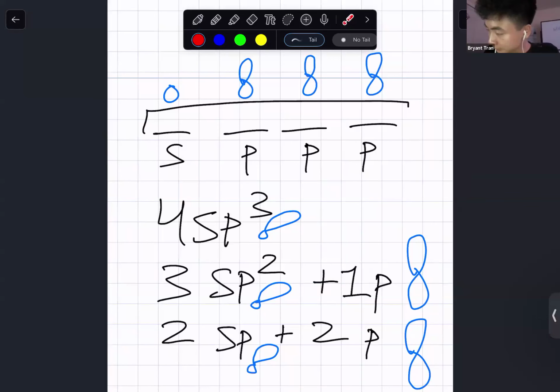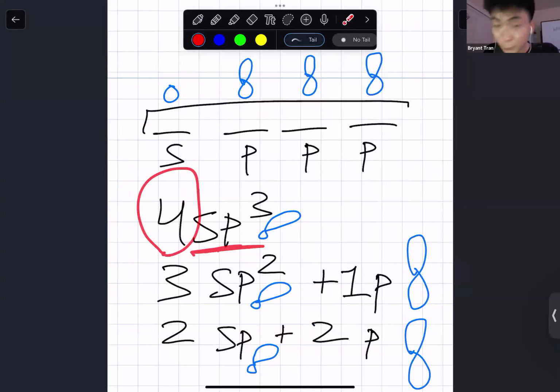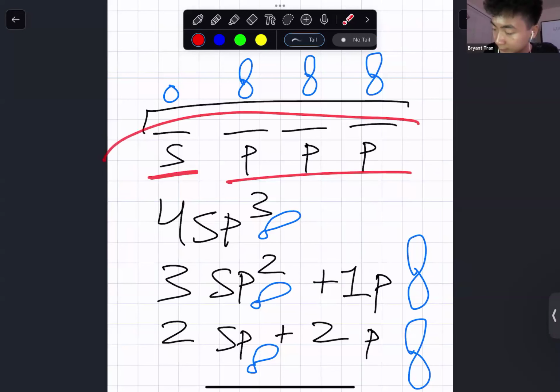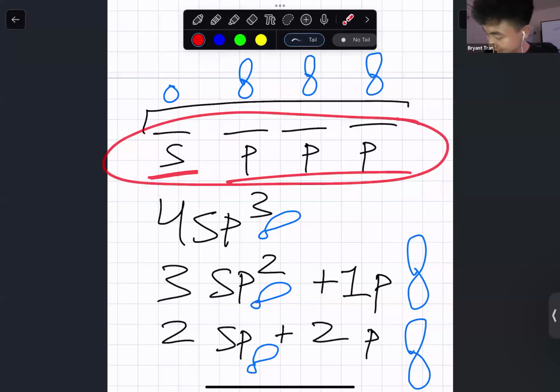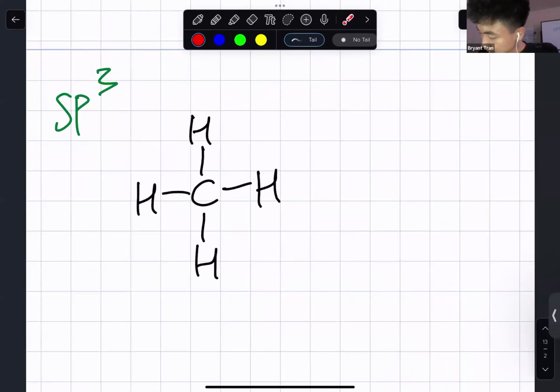So if we are sp3, we're gonna have four sp3 hybridized orbitals, right? The reason why we need 4 is because you know how we have one s right here and 3 p. To get sp3, we're gonna have to combine all 4 orbitals together like that, right? Hydrogen here is going to be considered an s orbital because it only has one valence electron, right?